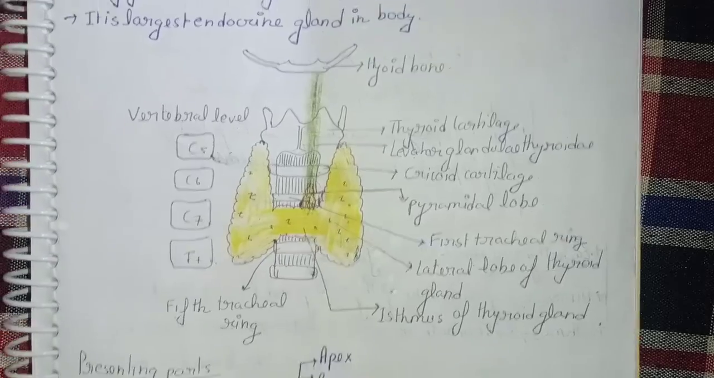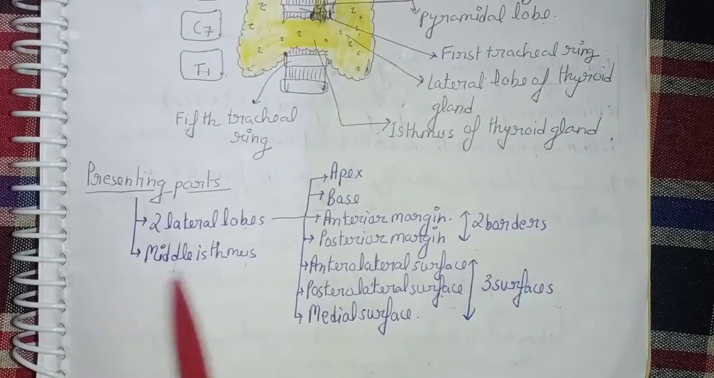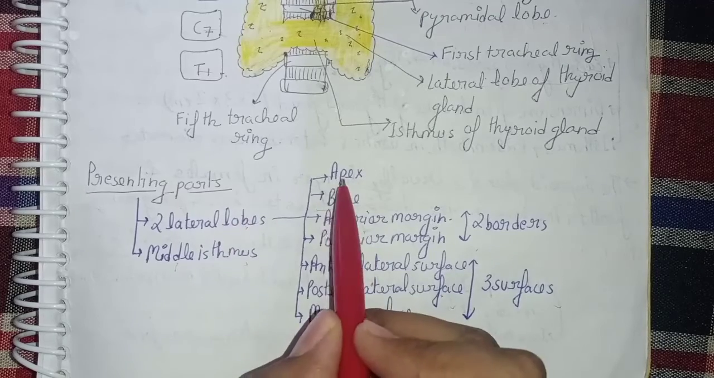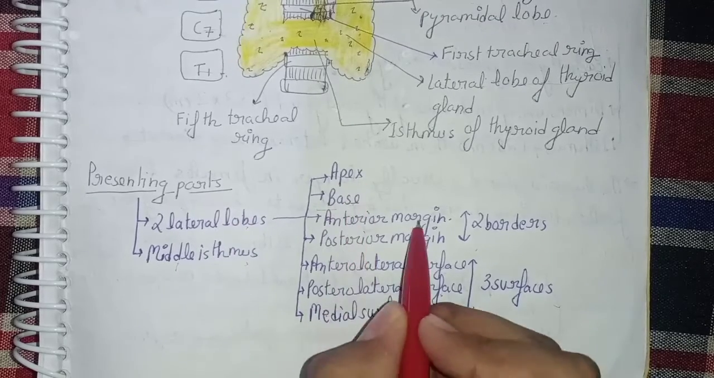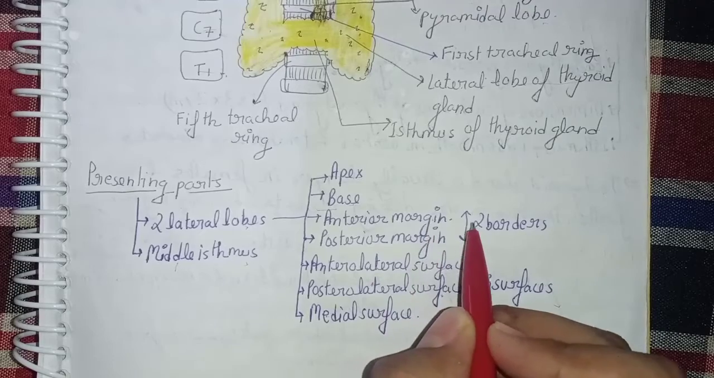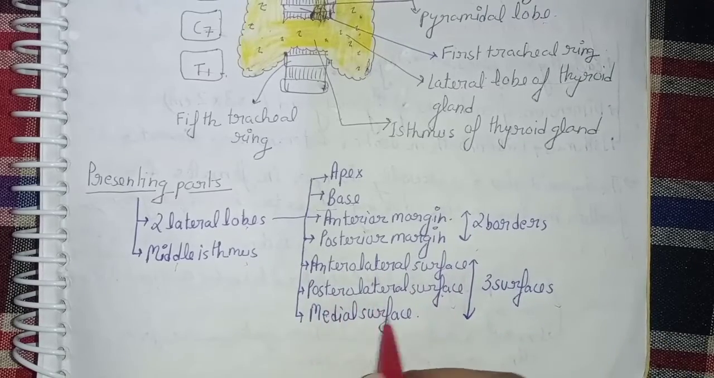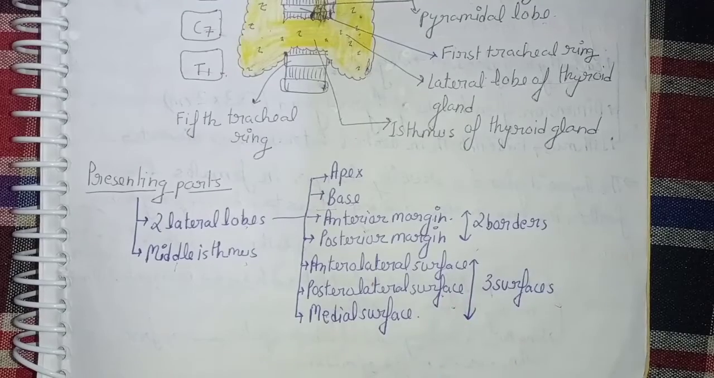Now coming to presenting parts of the thyroid gland. So these are the presenting parts of thyroid gland. Thyroid gland consists of two lateral lobes as shown above in the diagram, which consist of apex, base, anterior margin, posterior margin. Both the margins are basically representing two borders: anterior lateral surface, posterior lateral surface, and medial surface. These three represent three surfaces of thyroid gland.